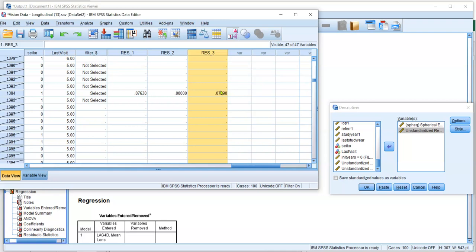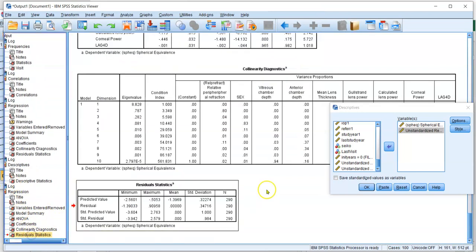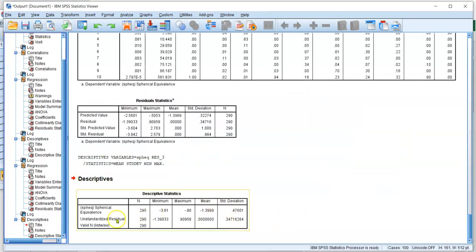Okay, so what's the variance of this? Did I do it yet? Did I get distracted? I got distracted. Here we go. So we have spherical equivalents, we have unstandardized residuals, we say OK. And notice for unstandardized residual, the mean is 0. That's because that's the idea of least squares. Things are balanced on both sides, both plus and minus around the predicted. So the mean residual is 0. The standard deviation is 0.347.